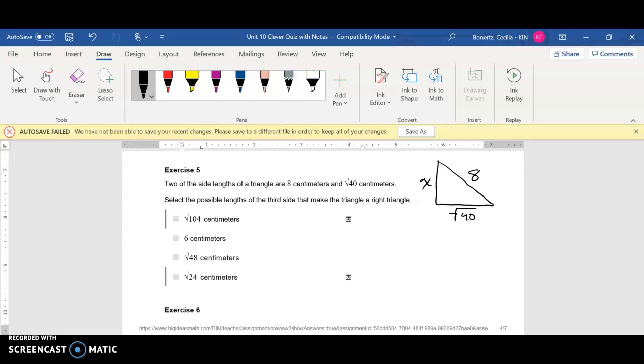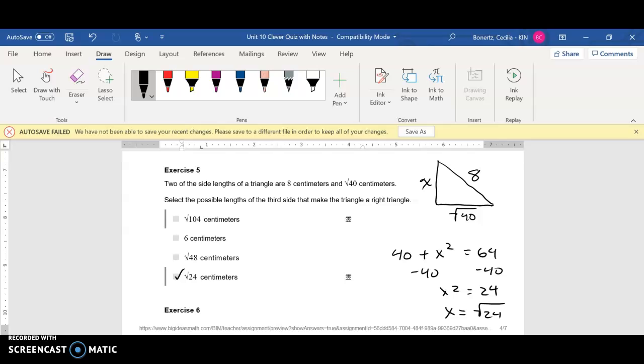So if that's true, I've got square root of 40 squared, which is 40, plus x squared equals 64. So I'm going to subtract 40 from both sides, and I get x squared equals 24. So x is going to be the square root of 24. So that's one possibility.